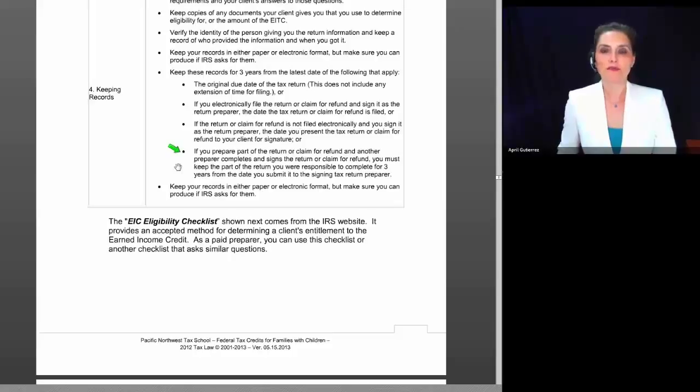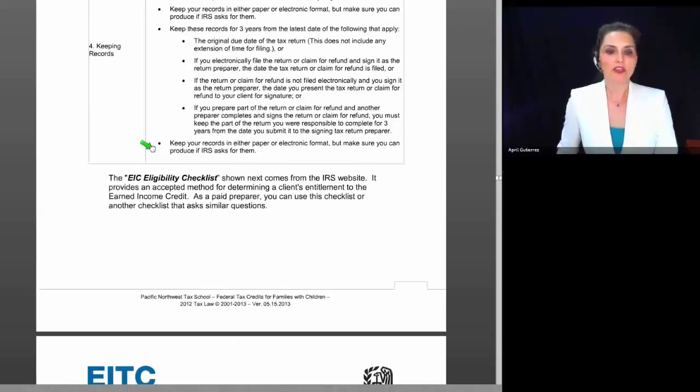or if you prepare part of the return or claim for refund and another preparer completes it and then signs that return, you must keep the part of the return you were responsible for completing for 3 years from the date you submit it to the signing tax preparer. You must keep your records in either paper or electronic format, but make sure you have them available if the IRS asks for them.